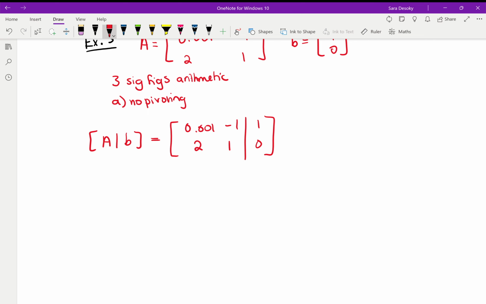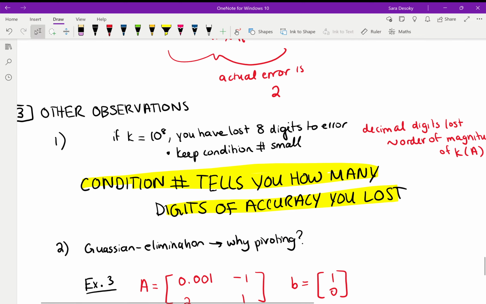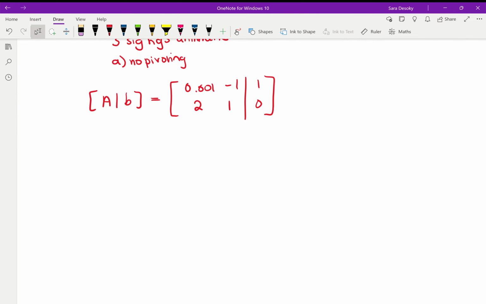Question: would you be able to read observation number 1? Well, I was just summarizing what I said. It's on the slide notes in more detail. It just says the rule of thumb is that if the order of magnitude of kappa is some number, that's how many decimal digits you lose when you're solving AX equals B. And DEC stands for decimal digits in floating point arithmetic.